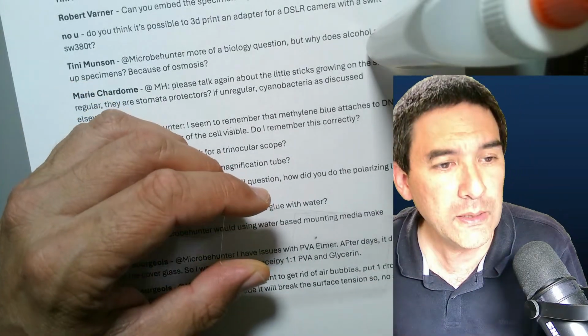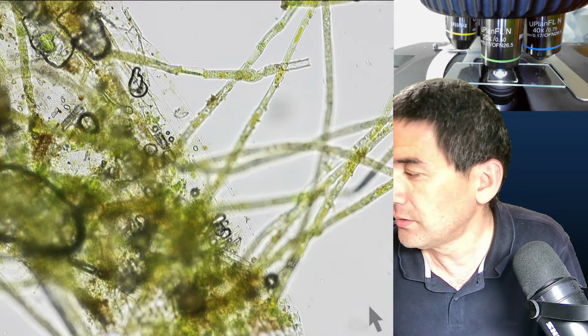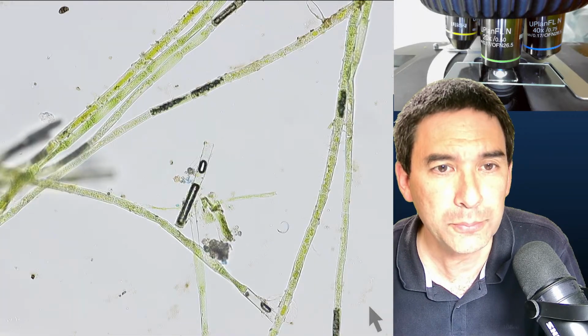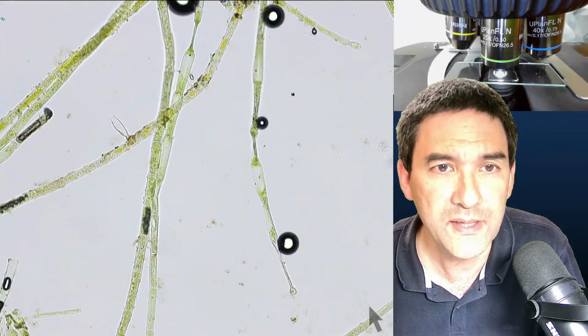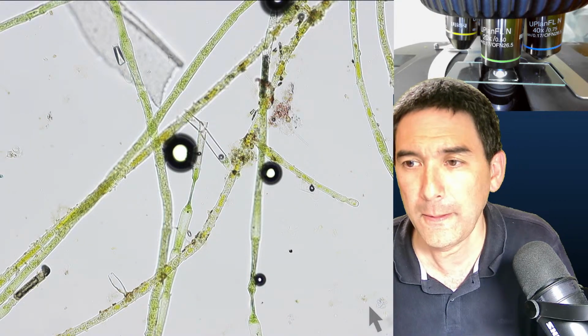Okay, let me quickly, where is the scope view? Yeah. Here you see that there's still some bubbles present, and let's see how this actually behaves when the glue starts to dry.